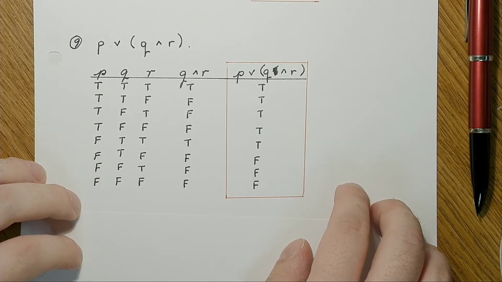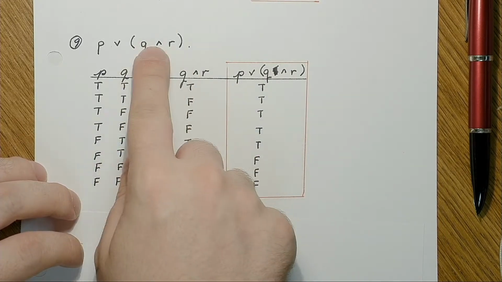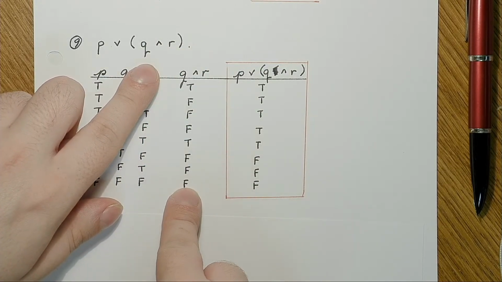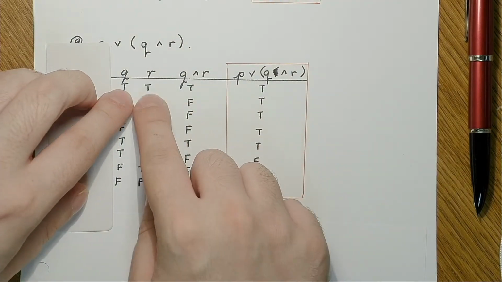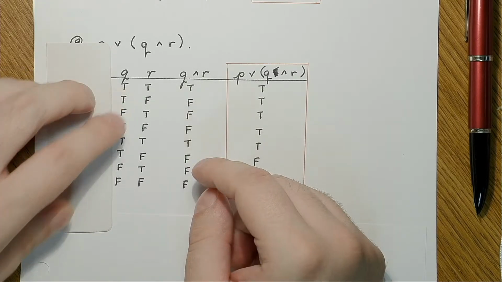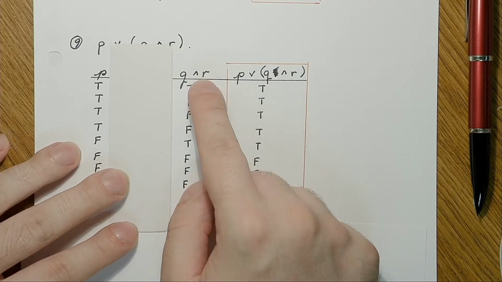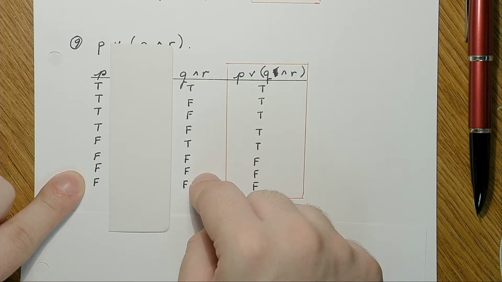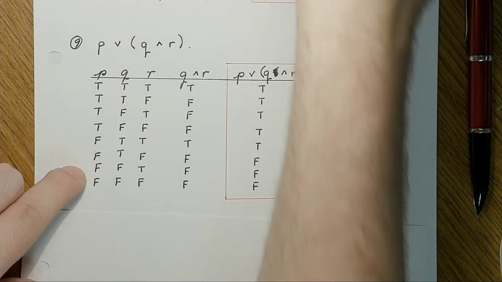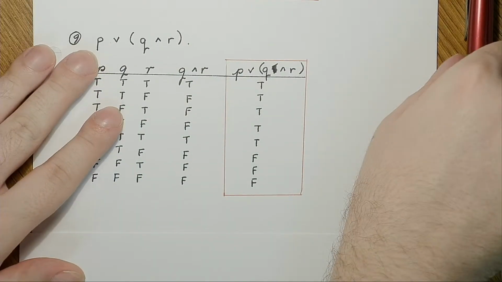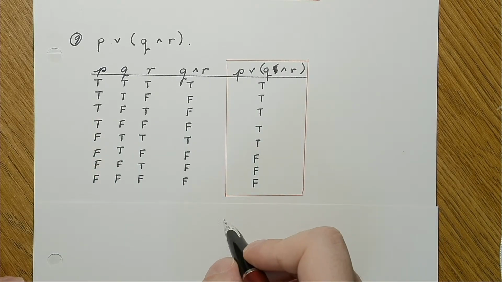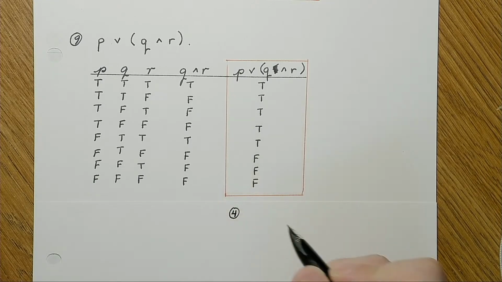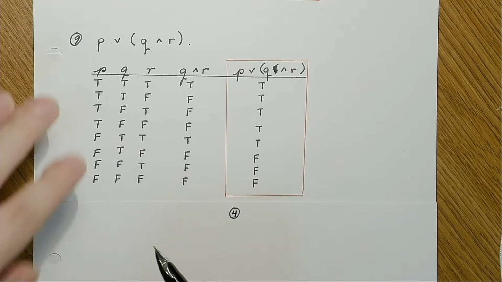Yeah, so the same idea. Just breaking it up, doing this one first because this is inside the parentheses, so there's your column right there. And so you would have been doing your AND, again using these 2 columns. And then the next one would be using this column and this column to do the OR, and that's how you would get this final column. So doing truth tables, it's just practice.